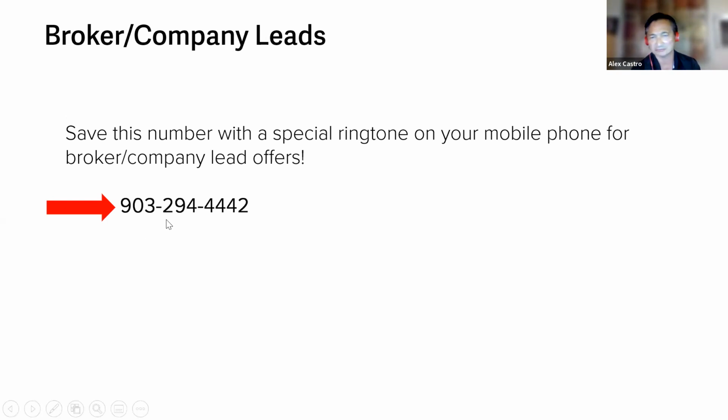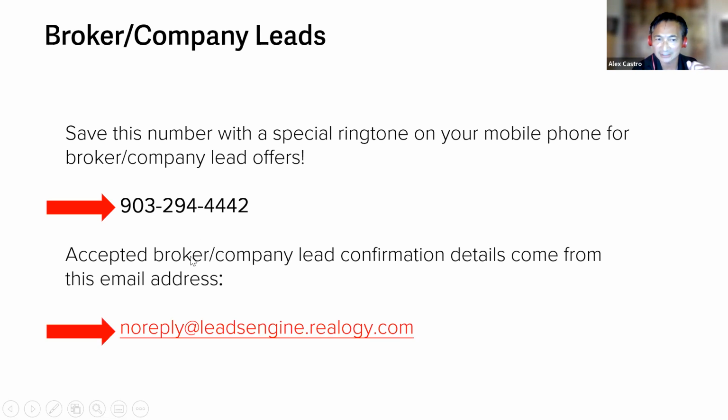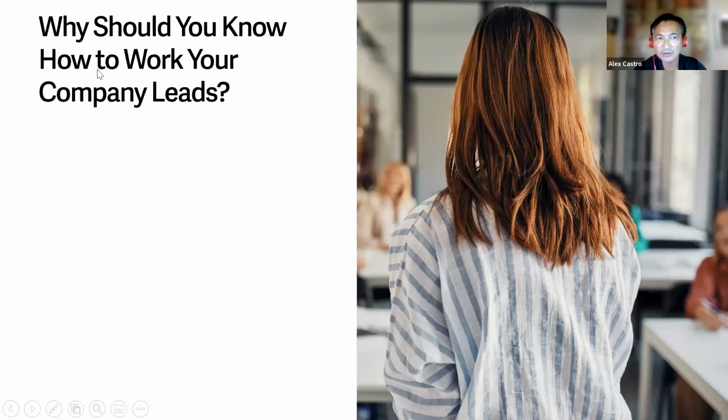This is the phone number that's gonna call and ring you with lead information from your broker, from your company. And if you don't have that as a special ringtone, you may miss it. You may think, oh, that's somebody who I don't recognize. Save this number on your phone with a special ringtone, so you know, oh my gosh, I got to grab that phone because there's a lead on that other line. Also, you're going to get an email with the lead confirmation details that come from this email address. And it may go to your spam or junk. You don't want that to happen, right? Because that's a lead with information that I should know about, yeah? Okay, so why should you know how to work your company leads, right?